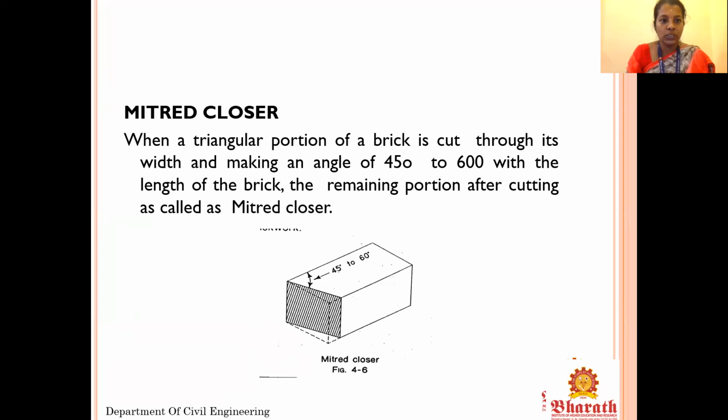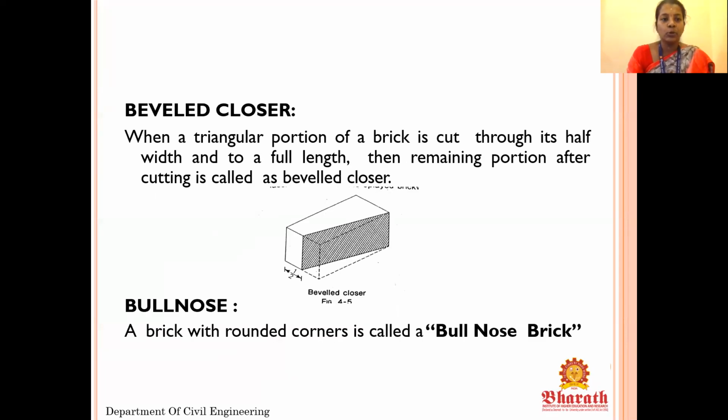This is mitred closer. When a triangular portion of a brick is cut through its width, making an angle of 45 to 60 degrees with the length of the brick, the remaining portion after cutting is called mitred closer. So after removing the cut portion, the remaining portion is called mitred closer.